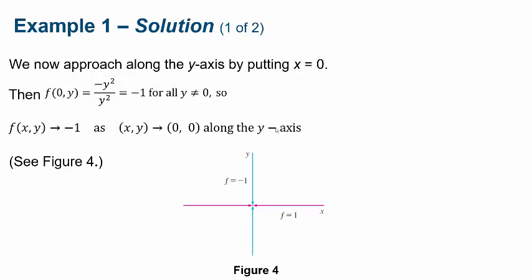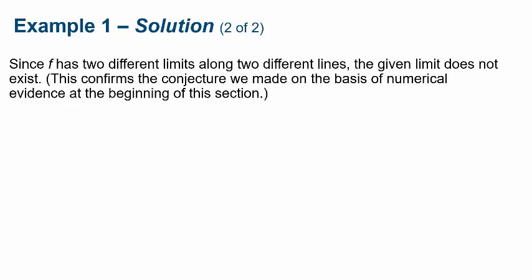So the limits along different paths here didn't go in the same direction. Okay, one was going to 1, one was going to negative 1. So this limit does not exist. All right, so since f has two different limits along two different lines, the given limit does not exist. Okay, and this confirms what we saw from the numerical tables that we were putting together.